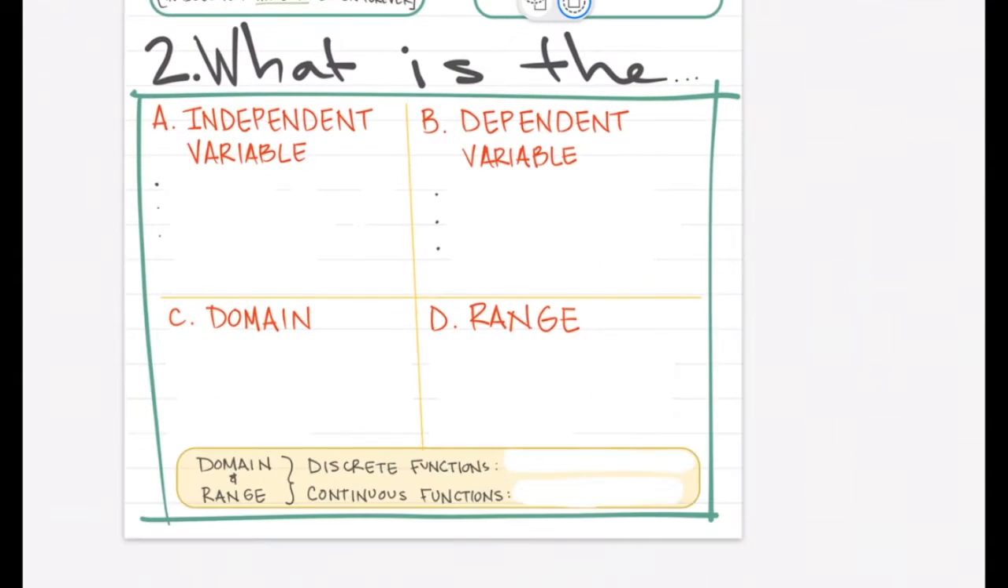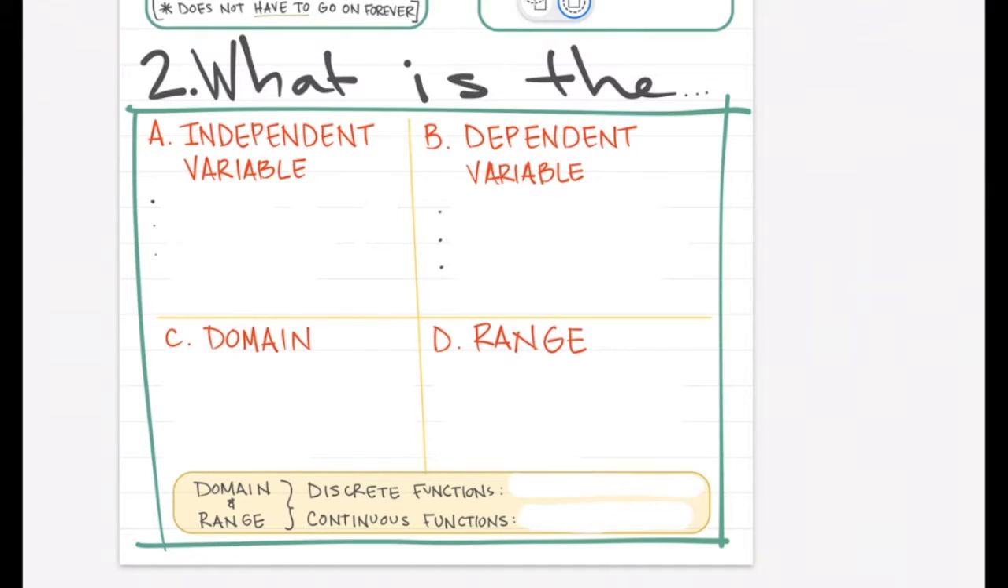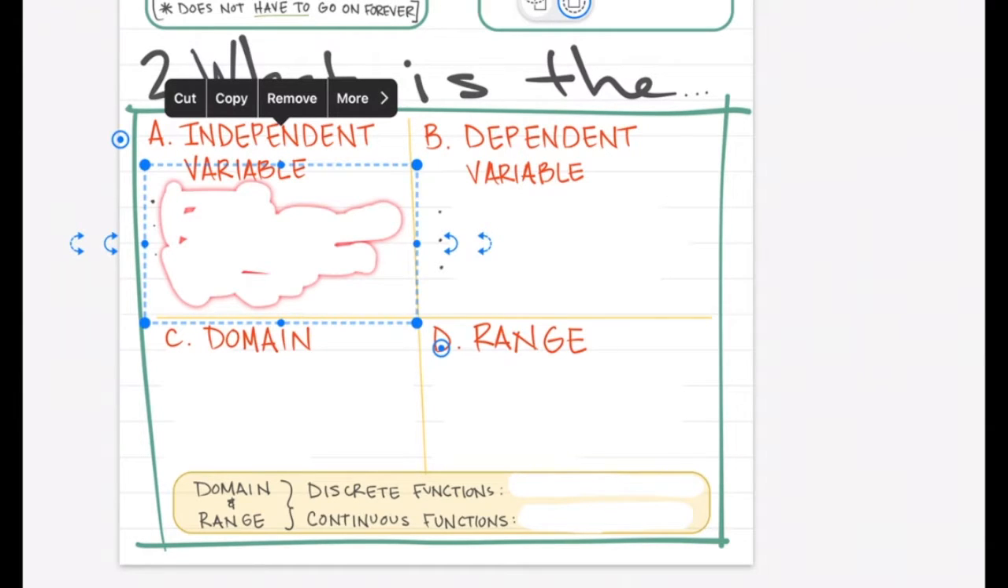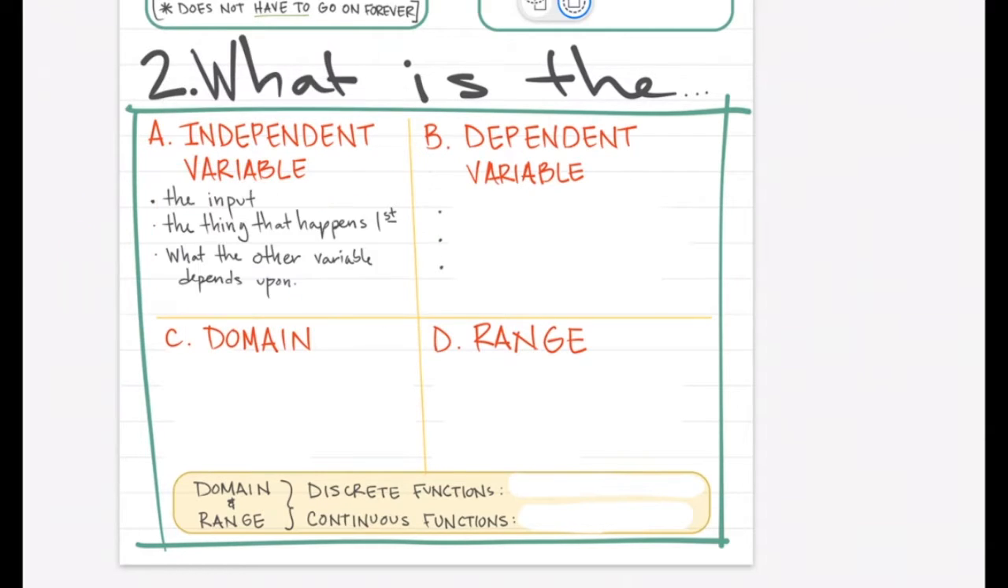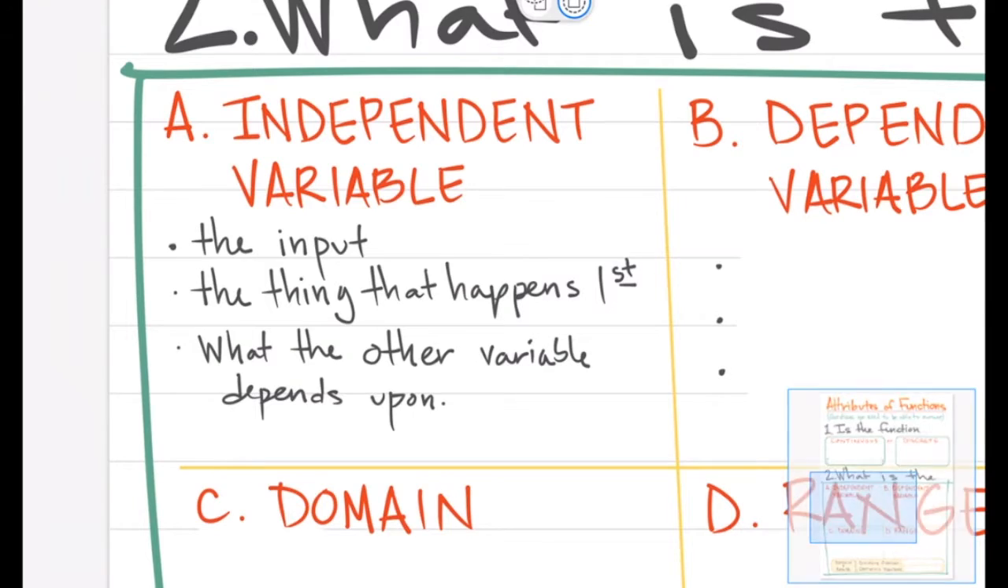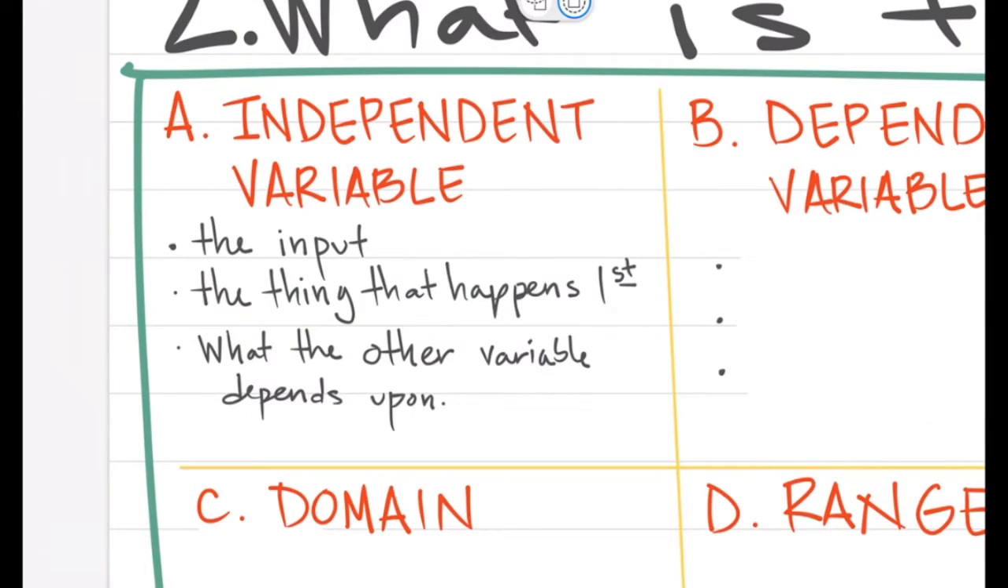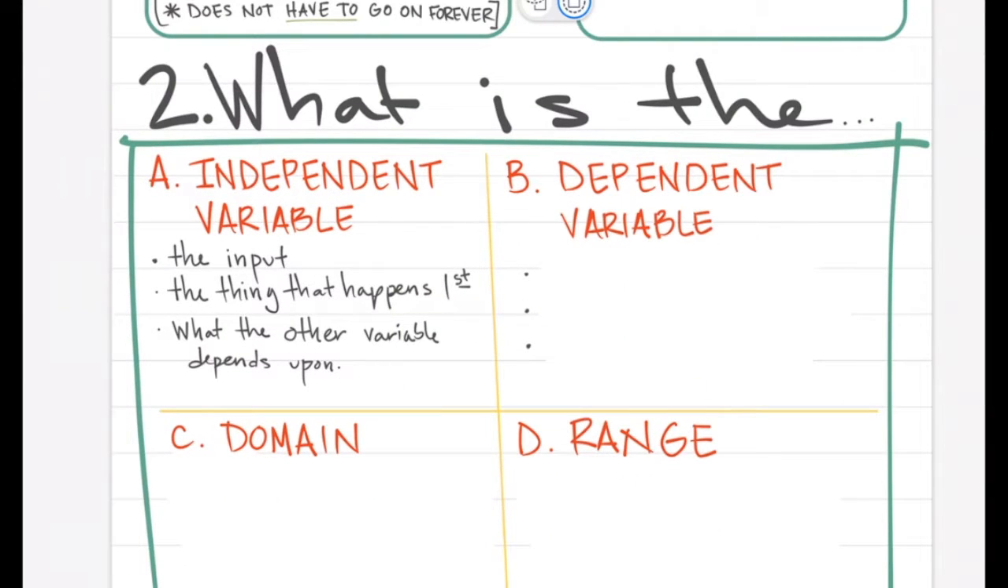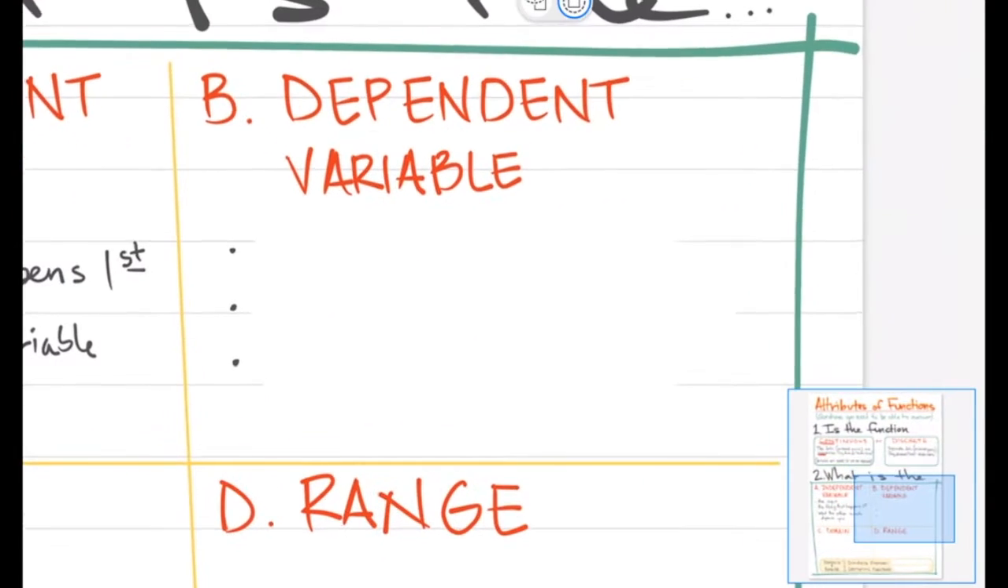All right, the next thing that I want you guys to be able to answer is, in the context of the function, what is your independent variable as opposed to your dependent variable? The independent variable is very similar to what you've done in science classes before. It's what you change that then creates a change in something else. So in math, usually it's best to think about what is the input? What is the thing that changes first? What's the thing that happens first? What is the other thing that's changing dependent upon? So those are questions that you can ask yourself, and we'll talk about that in examples on the next page.